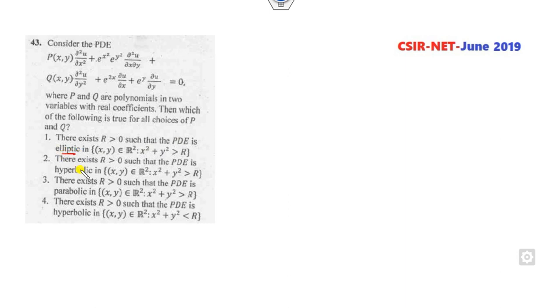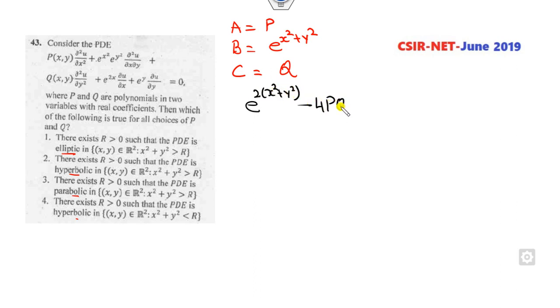Okay, again they are talking about elliptical, hyperbolic, parabolic and so on. So what is my A? A is e raised to power x square plus y square, B is P, C is my Q. Then we can start from B square minus 4AC, which is B square minus 4PQ. Now look at the first case, elliptic. We can start in the general manner, either greater than, equal to or less than 0. Fine. So I can solve this portion.